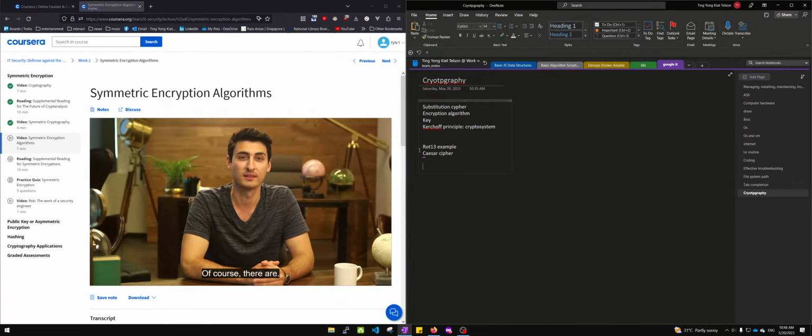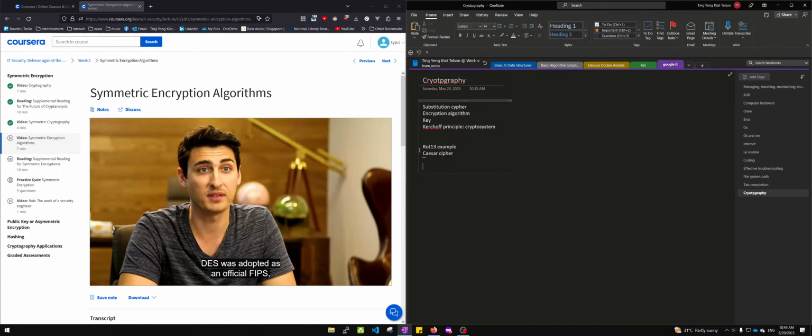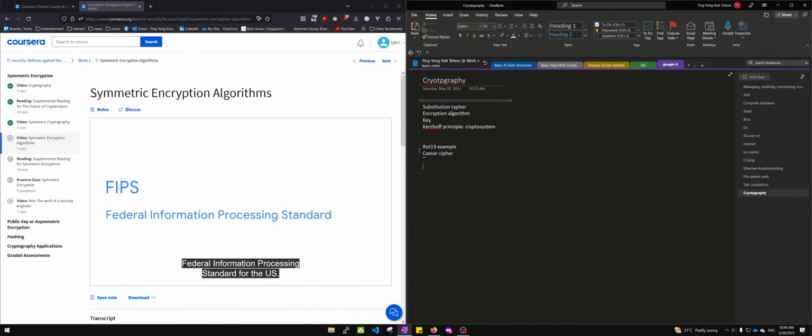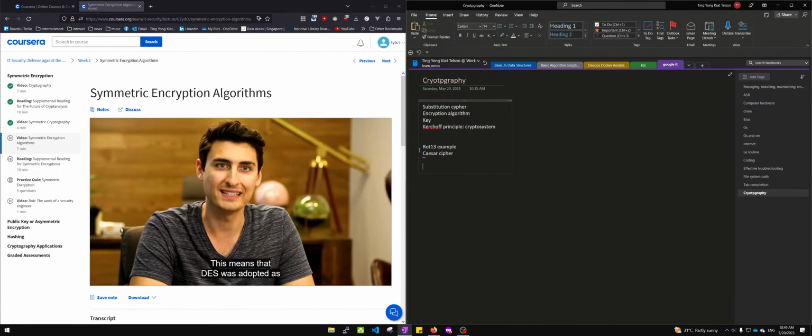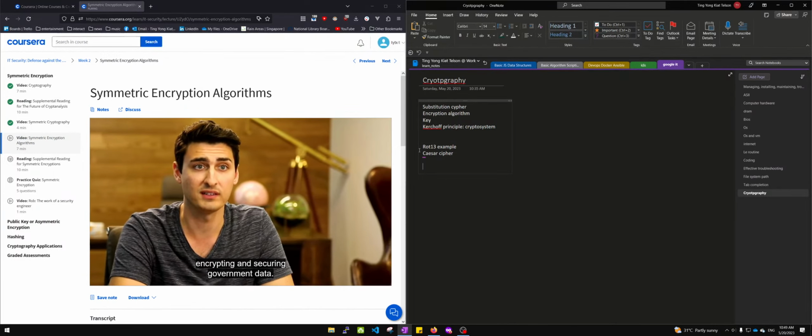Of course there are. One of the earliest encryption standards is DES, which stands for Data Encryption Standard. DES was designed in the 1970s by IBM, with some input from the US National Security Agency. DES was adopted as an official FIPS, Federal Information Processing Standard, for the US. This means that DES was adopted as a federal standard for encrypting and securing government data.